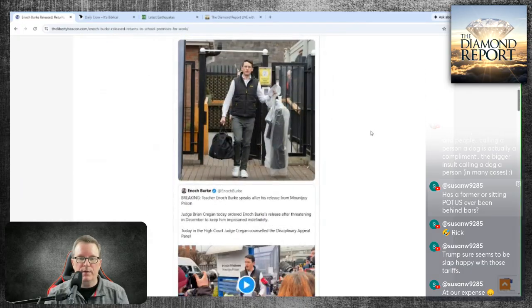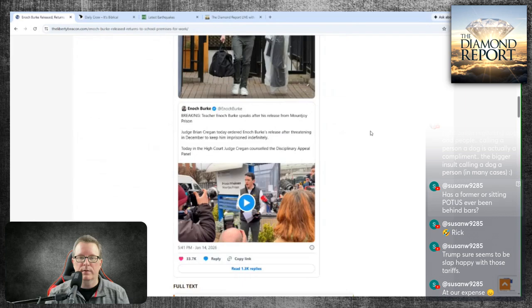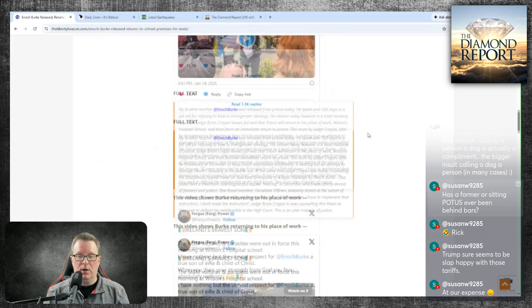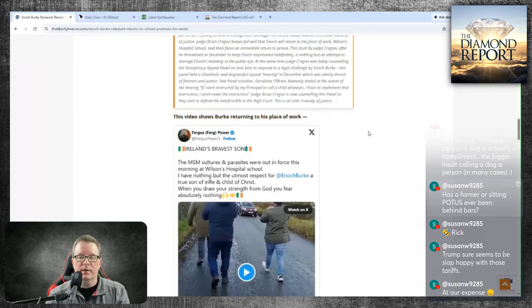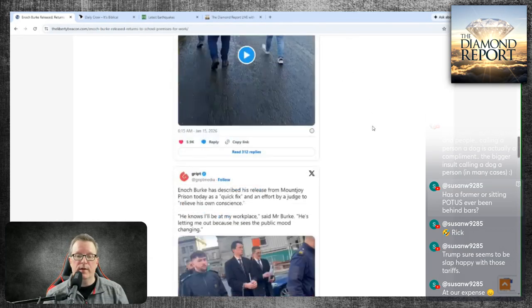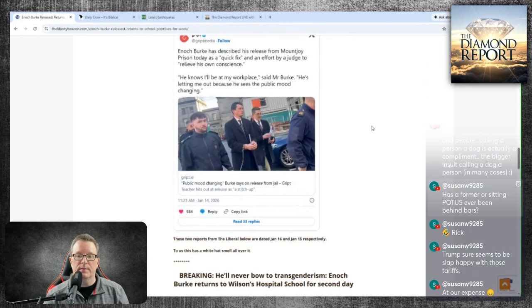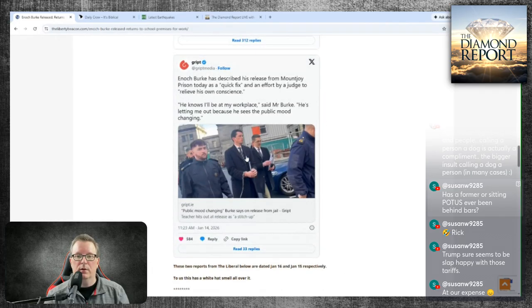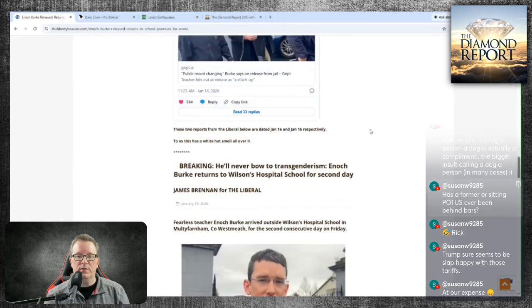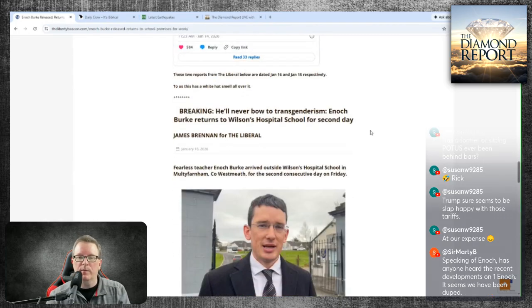So yeah, if you don't know what happened here, the UK and Irish law, I guess, came down really hard on this guy because he would not use the proper pronouns when addressing someone at school. He refused to do that, and they jailed him for quite some time. He is here in handcuffs. But it's interesting that they released him, so it makes me kind of wonder if they are setting him up. He'll never bow to transgenderism.